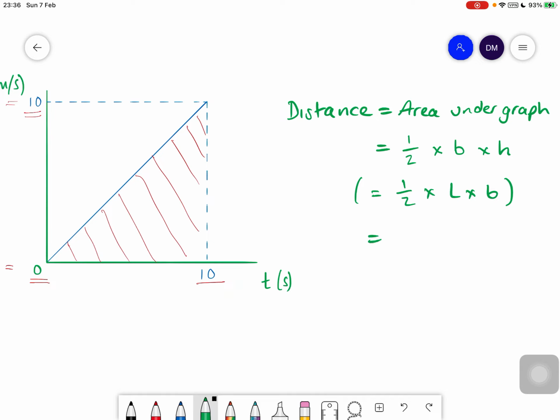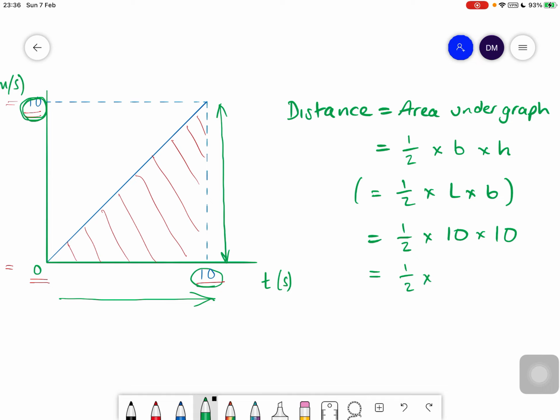So in this example, we would take a half, multiply it by the base, which would be along the x-axis for time, and we can see that the length of the triangle here would be 10. We would then look at the height of the triangle, and we would get that number from the y-axis over here, where we've got 10 metres per second. You could call that a half multiplied by 10 times 10, which is 100. And that would give you a final answer of 50 metres.